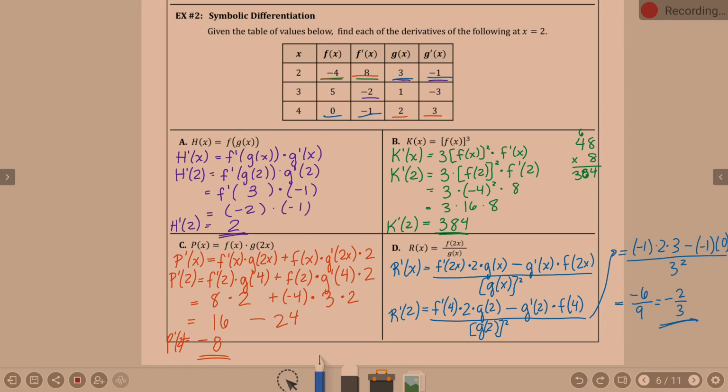Negative 2/3? Because on top you have negative 6 minus 0. So then it's negative 6/9, which reduces to negative 2/3. Okay.